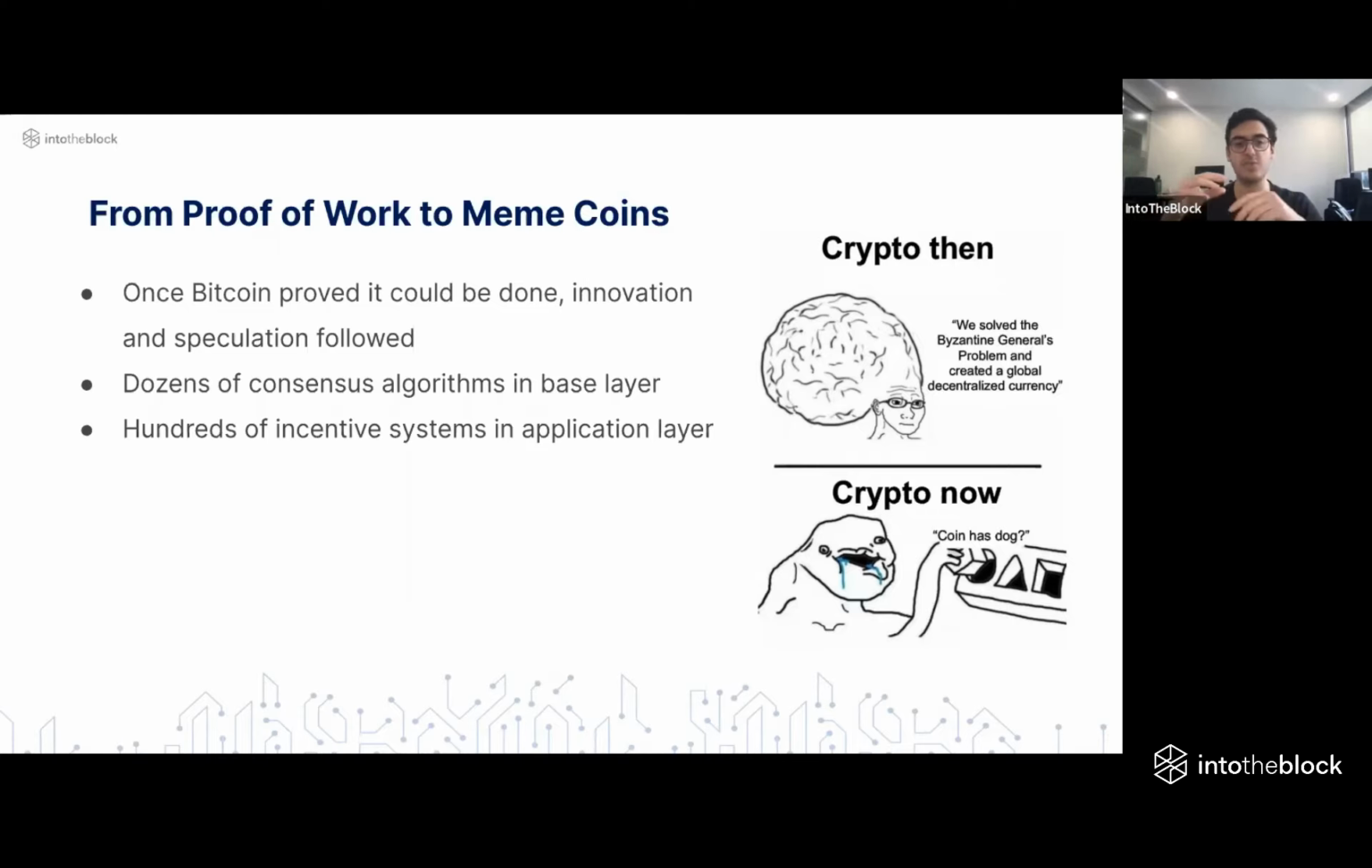But once Bitcoin proved it could be done, a lot of interest came into the space, and it fueled a lot of innovation and, of course, speculation, as is typical in crypto markets. Now that has led to dozens of consensus algorithms in the base layer, what we call L1, blockchains like Ethereum, Bitcoin, Cardano, etc., and over 100 different incentive systems that essentially try to replicate or get inspiration from what's done in the base layer and are modified for the application layer.